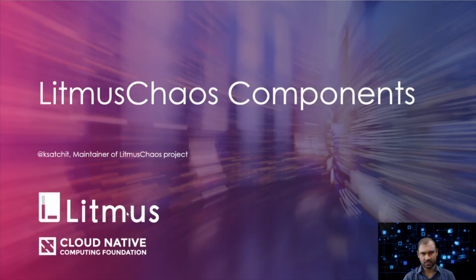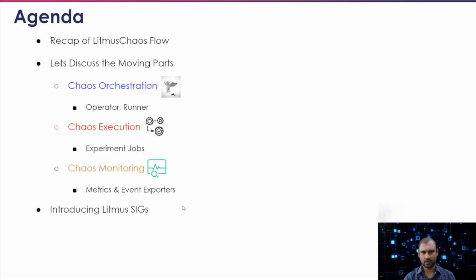Let's take a look at the agenda. So we have a small recap of the LitmusChaos flow from our previous episodes. And then we'll go on and discuss the components or the moving parts of Litmus. We've categorized these components into different sections. And today we'll talk about chaos orchestration and execution and monitoring. Under chaos orchestration, we'll talk about the chaos operator and the chaos runner. And we'll also take a closer look at the experiments. And we'll talk about the metrics and event exporters that we're using in Litmus.